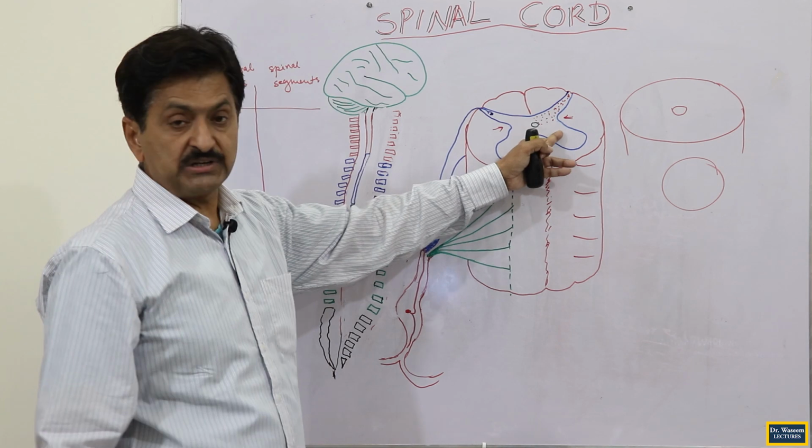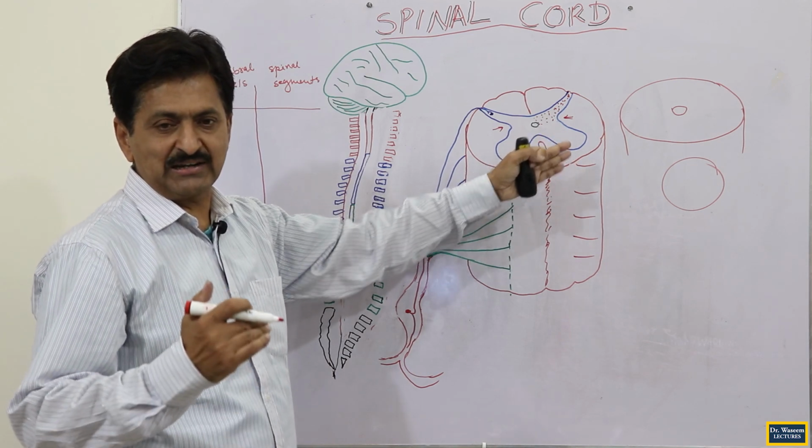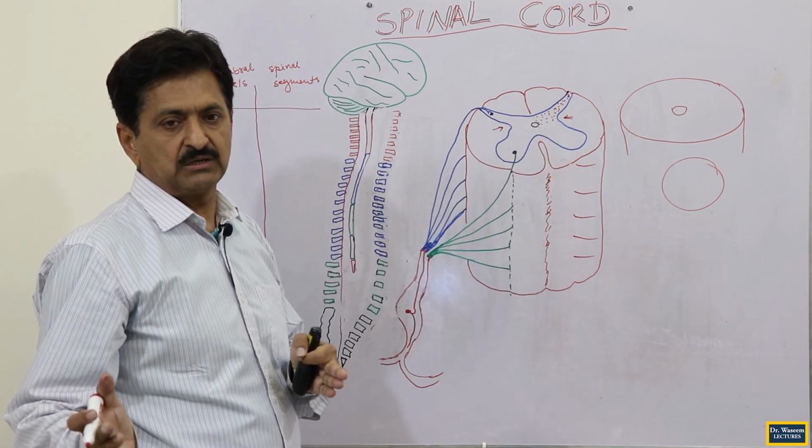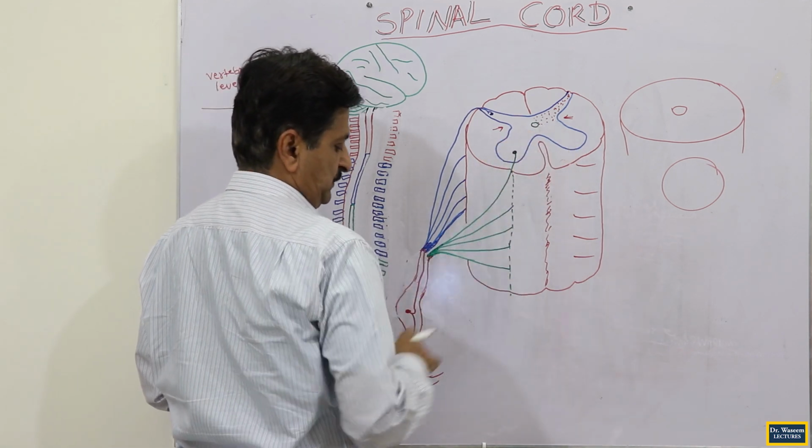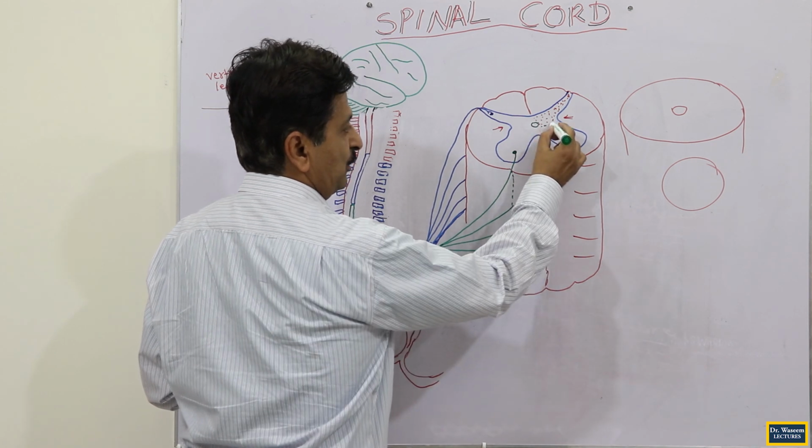And the next one, which is the mantle layer's anterior plate, is called the basal plate, and it will give rise here to the neurons which are motor in activity. So, you call them the motor neurons. So, this is called the anterior horn.